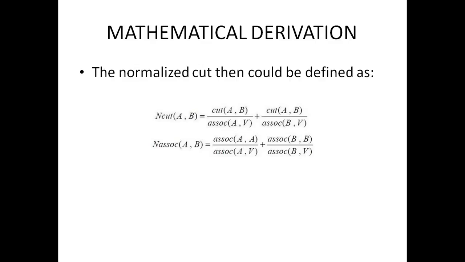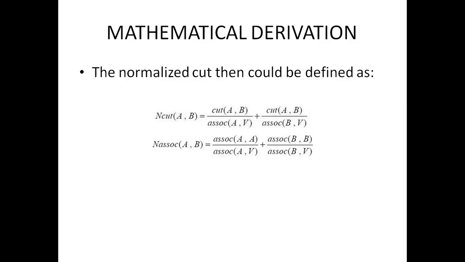This shows the formula where Assoc(A,V) is the total connection from nodes in A to all nodes in the graph, and Assoc(B,V) is similarly defined. In the same spirit, we can define a measure for total normalized association within groups. From this equation, we see that minimizing the disassociation between groups is identical to maximizing the association within each group.